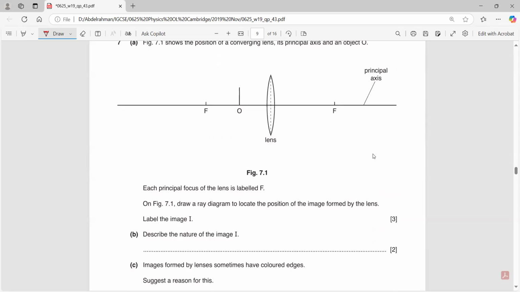First one, this is quite obvious that the image will be virtual, upright, and enlarged. It will appear behind the object on the left side. So the first line will be drawn parallel, and then it will refract passing through the principal focus. The second line will pass directly through the center without being refracted.